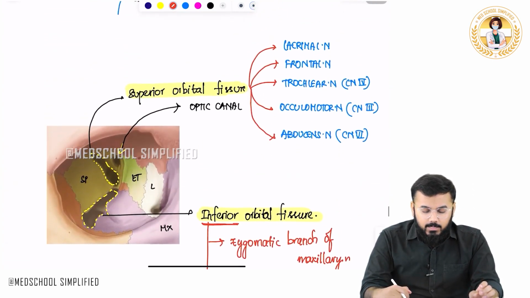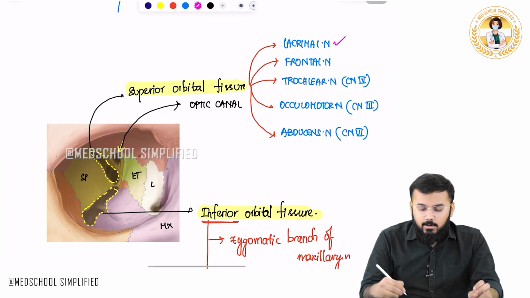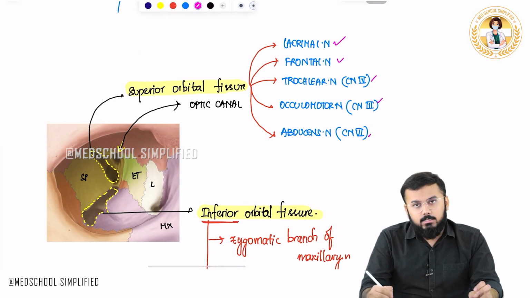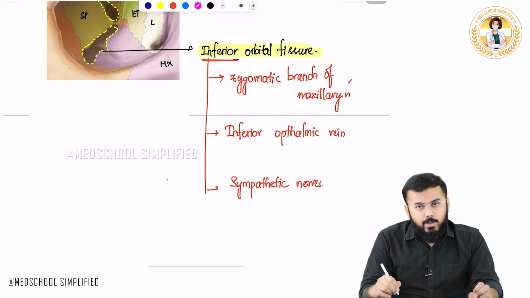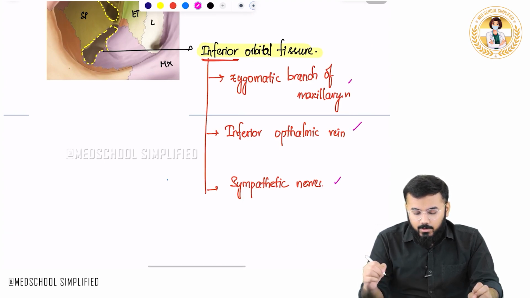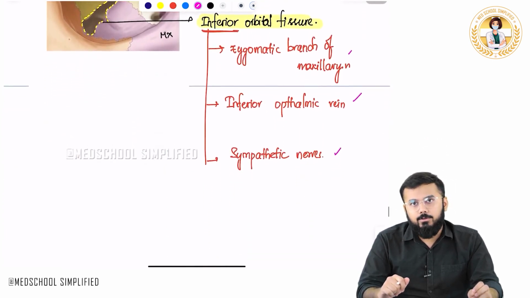What are the structures that are passing through the superior orbital fissure? You have structures like the lacrimal nerve, frontal nerve, and cranial nerves 3, 4 and 6. Next is the inferior orbital fissure: the zygomatic branch of the maxillary nerve, inferior ophthalmic vein and sympathetic nerve. So these are the structures that are passing through the inferior orbital fissure.